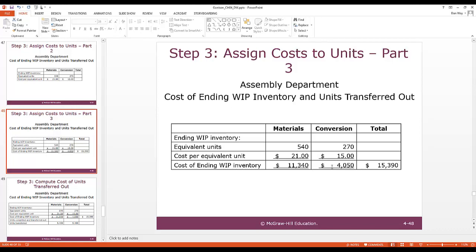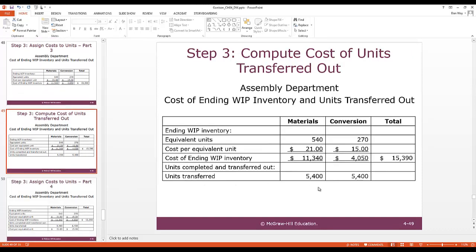And that's what we'd expect, right? A much lower number in conversion because those equivalent units were so much lower. Those ending work in process units were only 30% complete with respect to conversion and 60% complete with respect to materials. So all else equal, we would expect a much lower cost associated with conversion, associated with that ending work in process. So if we add those together, we get $15,390, and this is what we'd see in our balance sheet under work in process.